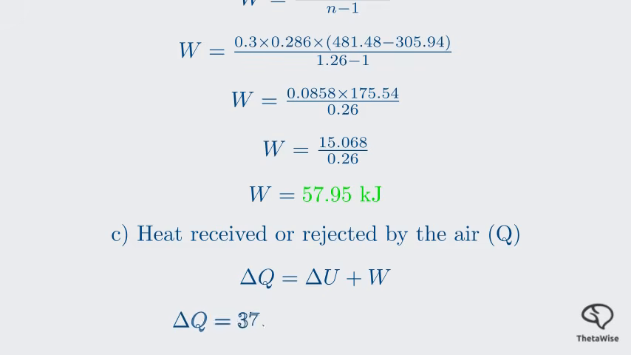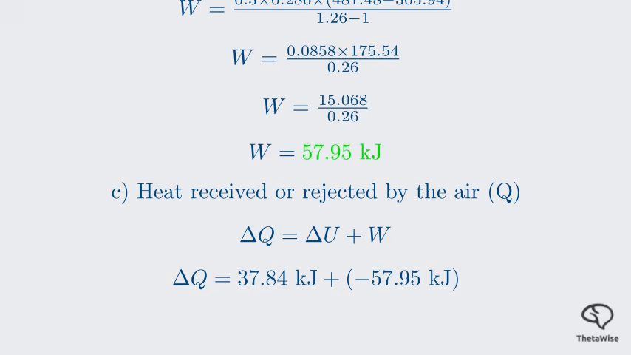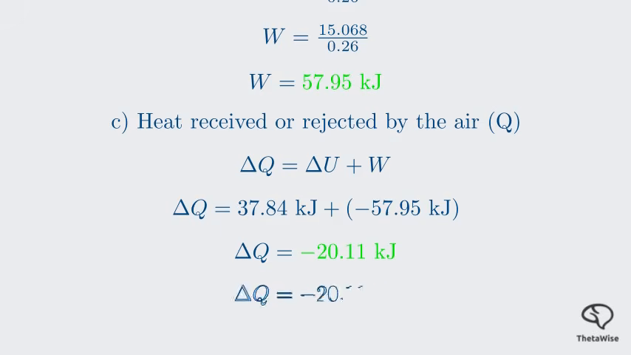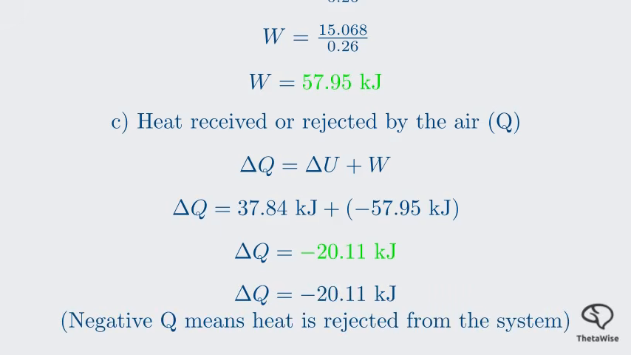Adding our calculated values, 37.84 plus 57.95, we get Q equals 20.11 kilojoules. The negative sign here means that the heat was rejected from the air during the compression process. This result matches the textbook's answer of 20.8 kilojoules, with the small difference being due to rounding. So, to compress the gas, 57.95 kilojoules of work had to be done on it, but 20.11 kilojoules of heat had to be removed. This shows why cooling is often necessary during compression.